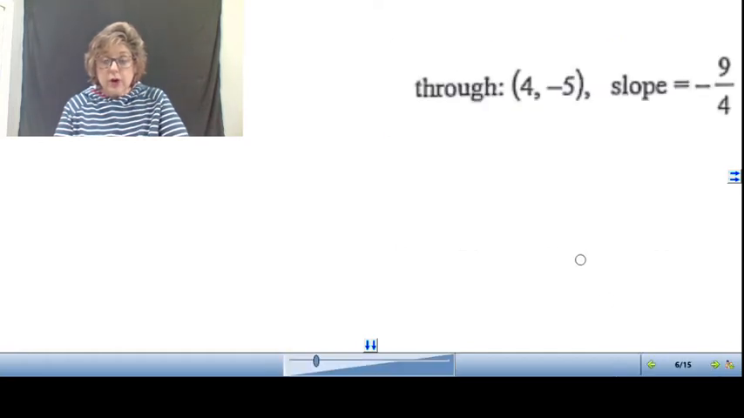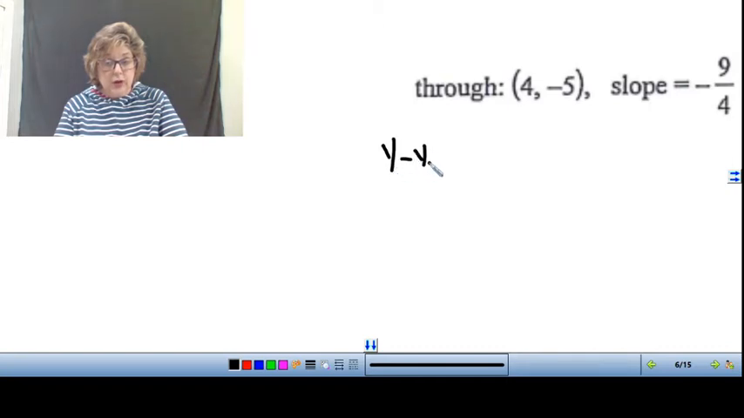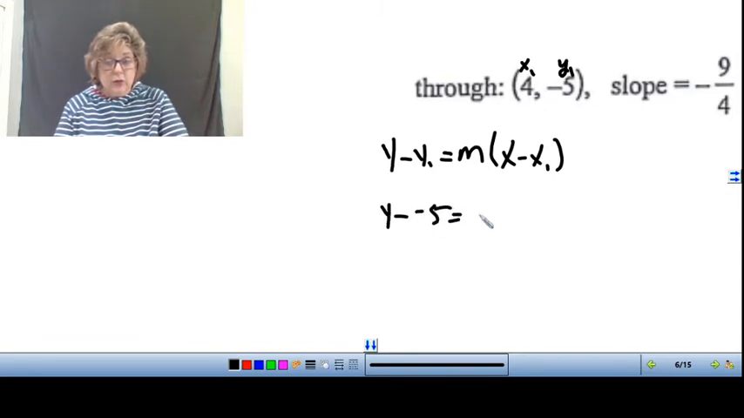So let's look at this problem where we're looking at the equation of a line. I wanted to go through the point 4, negative 5 with slope negative 9/4. So my formula again is y minus y1 equals slope times x minus x1, where here is my x1 value, here is my y1 value, and here's my slope. I'm going to plug it into my equation. So y minus a negative 5 equals negative 9/4 times x minus 4.